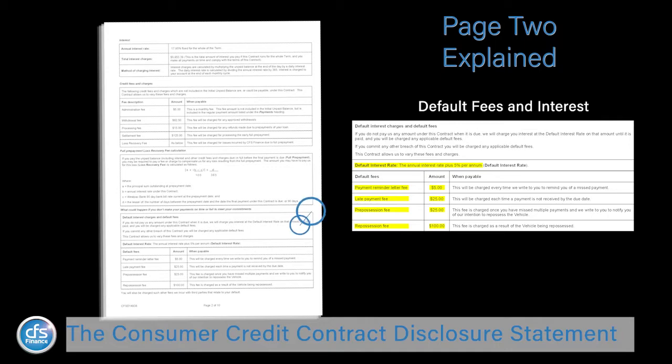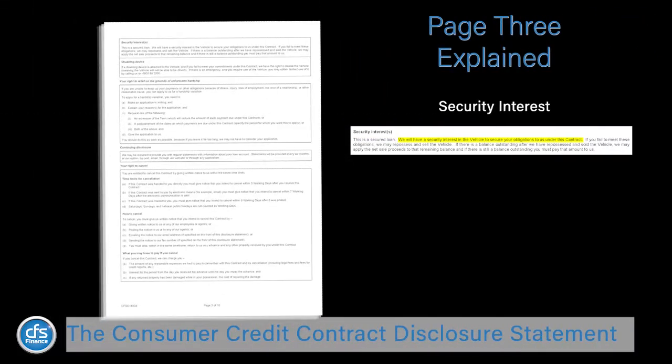At the bottom of page 2, you will find the default fees and default interest charges. There is a late payment fee of $25, a payment reminder letter fee of $5, a prepossession fee of $25, and a repossession fee of $100. Default interest is calculated at the annual interest rate plus 5%. The default fees and default interest charges will be charged to your account if applicable.